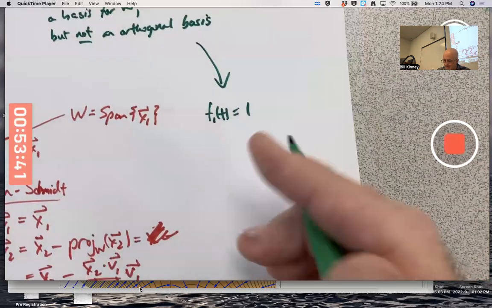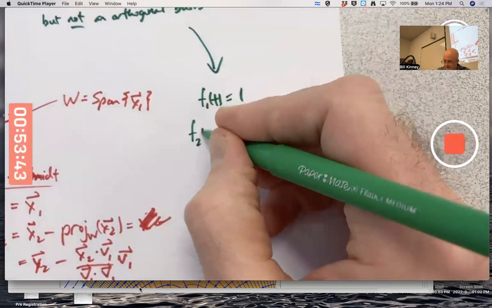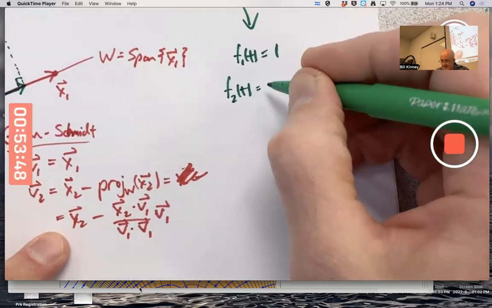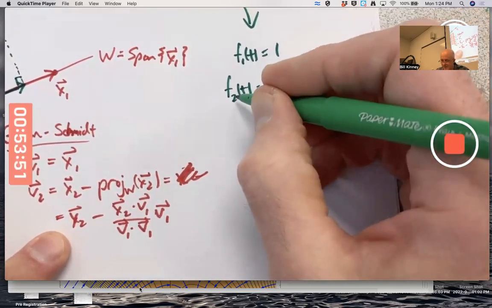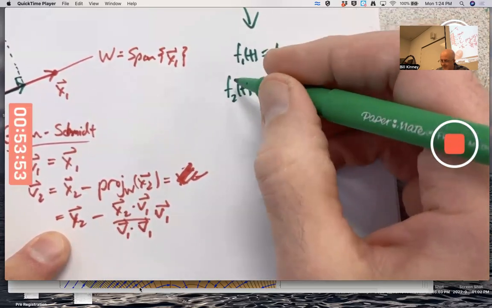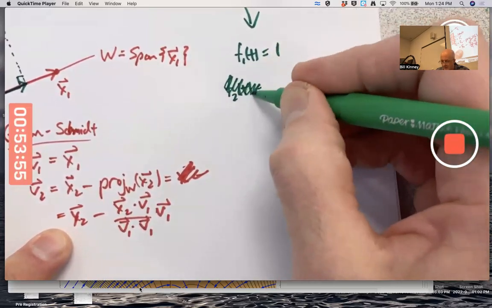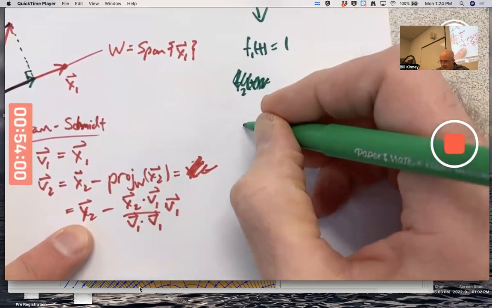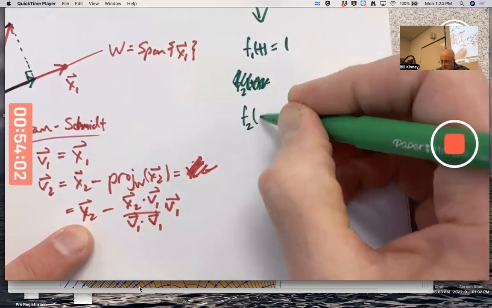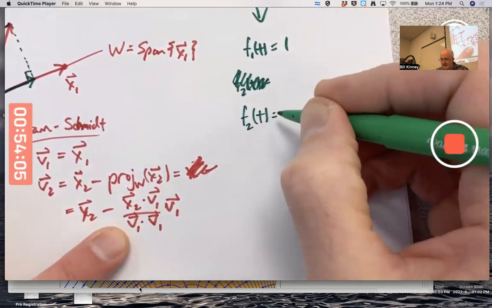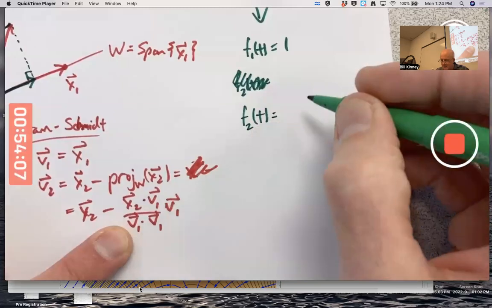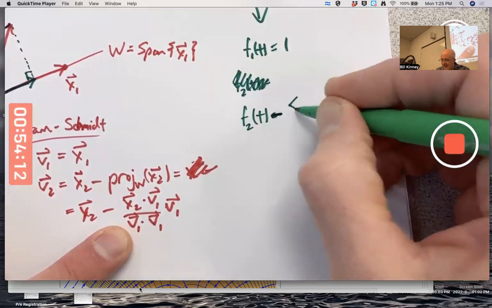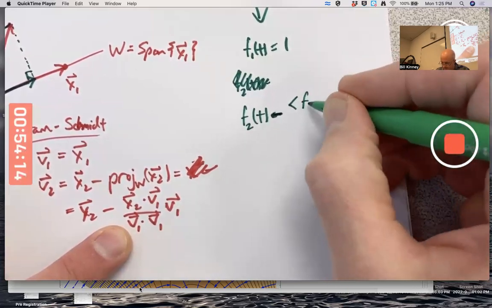What's F2 going to be? According to this pattern here, it's going to be, oh, sorry, I don't want to call it F2. I want to essentially use this formula here. X2 will become F2. And V1 is the same as F1. There's supposed to be a minus sign there. And change the dot product to an inner product.